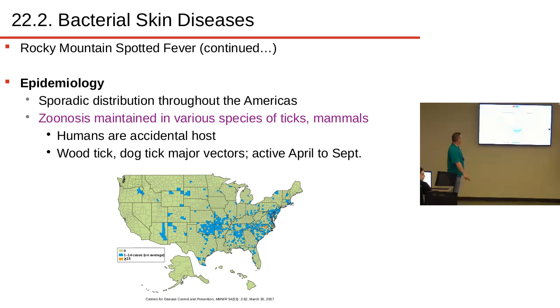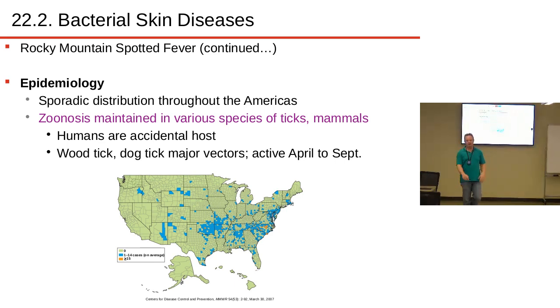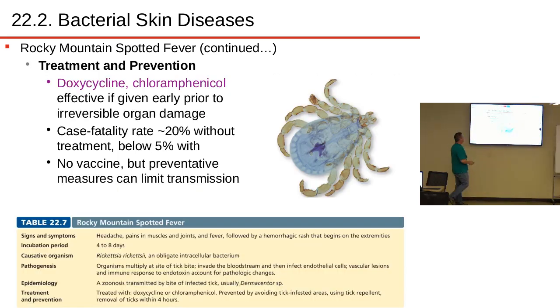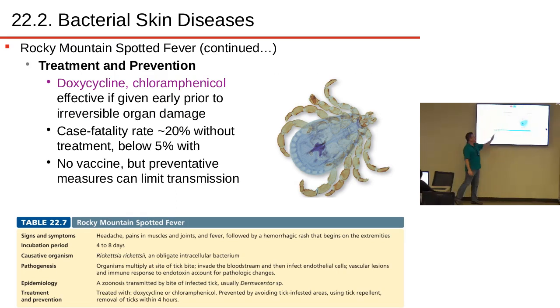So anywhere that we have ticks, essentially, we're going to have rickettsia. And so it only takes one of us going on a vacation and then getting a tick bite to come back here and have it show up in the hospitals or clinics here. So treatment, doxycycline and chloramphenicol, given early to try to prevent that organ damage. We're trying to stop it from getting organ damage.